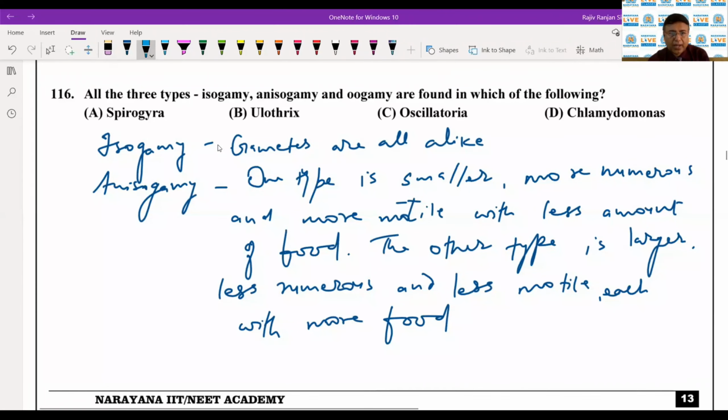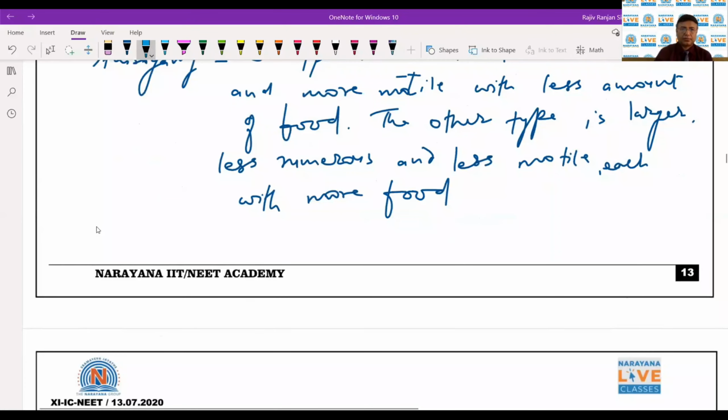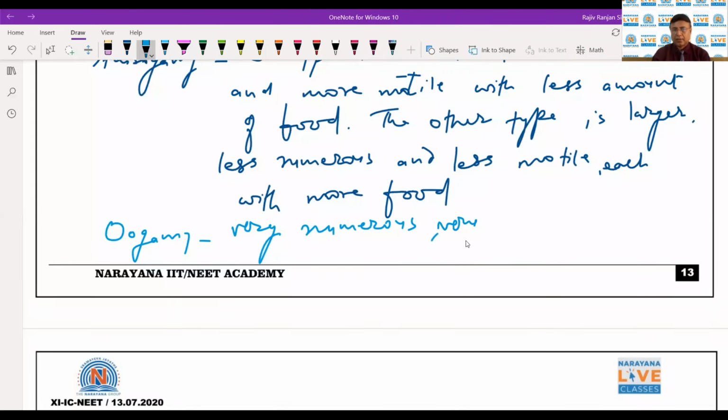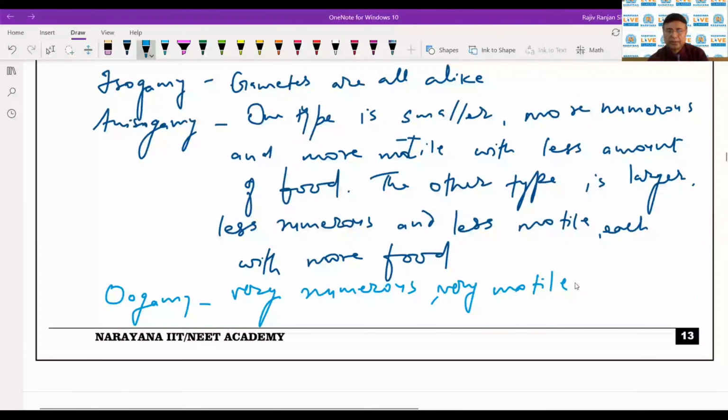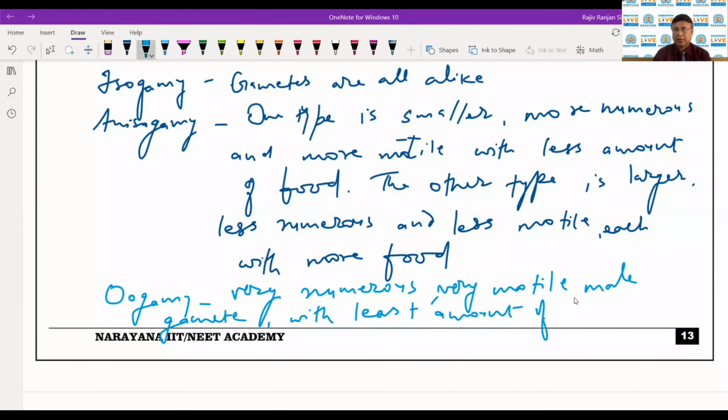The third type, that is oogamy, has a very numerous, very motile male gamete, which is with the least amount of food, usually referred to as the sperm.